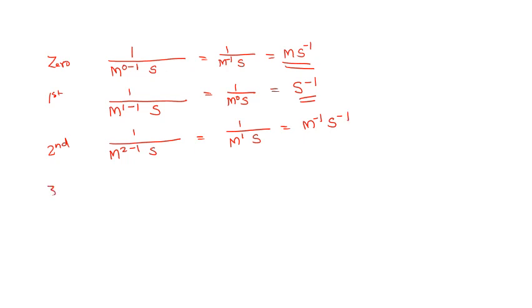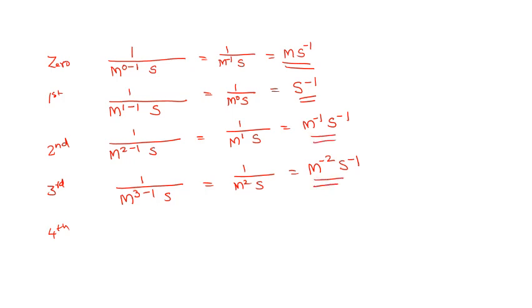So what if the overall order of the reaction is third order? That means 1 over M to the power 3 minus 1 second, that will equal 1 over M square second. When I take it to the numerator, it will be M to the power negative 2 second inverse. So it continues like that. Fourth order you can find like that. Okay, so that's how we can write the unit.